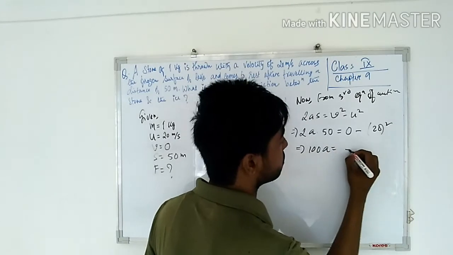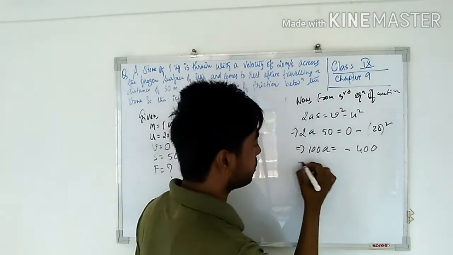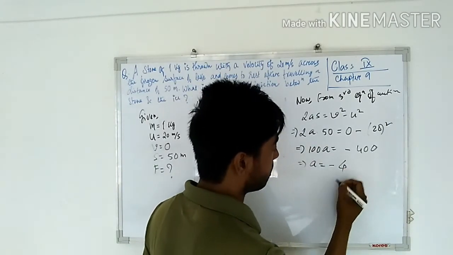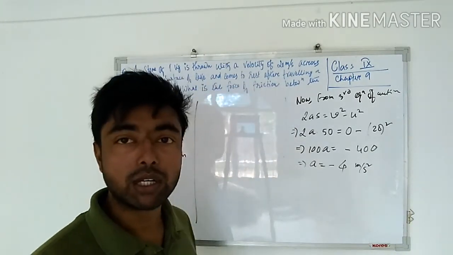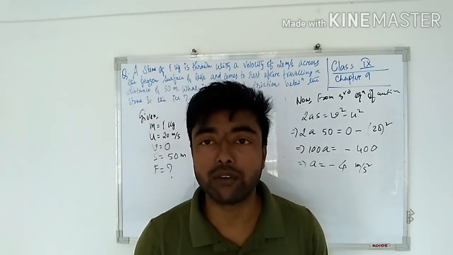100a is equal to minus 400. 20 square will be 400. So your a value will be minus 400 by 100. So it will be minus 4 meter per second square. You got the acceleration value, minus 4 meter per second square. Why is acceleration negative here?